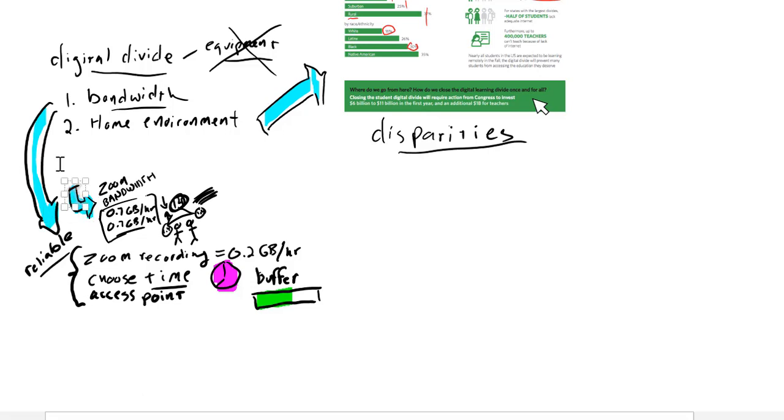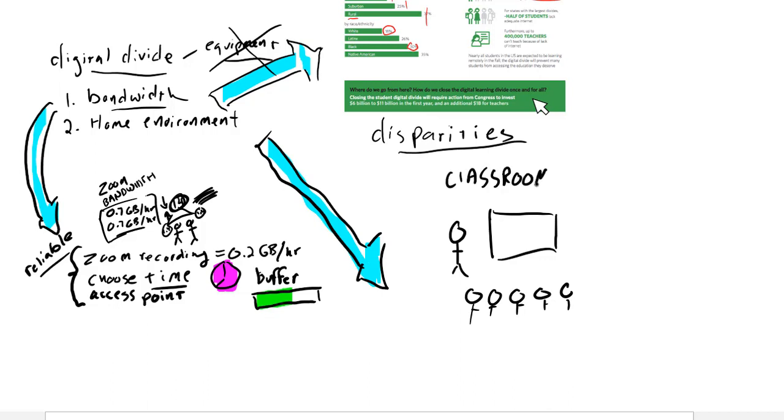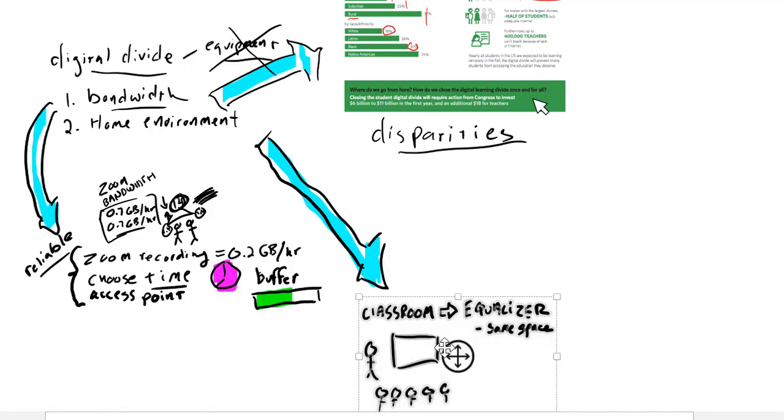Let's talk about the other issue, though. We said bandwidth, and we said this kind of new emerging thing in our new environment is this home environment problem. So what is the home environment problem? Well, think about a classroom. A classroom is a space that's sort of an equalizer. Everybody in the classroom is using the same space. All students have access to the same space, the same level of quiet, hopefully the same level of resources. There are disparities town to town, but within a classroom, they use the same space. It's a blank slate, which students can go to, and they all have equal chance to work in that space under the same conditions.